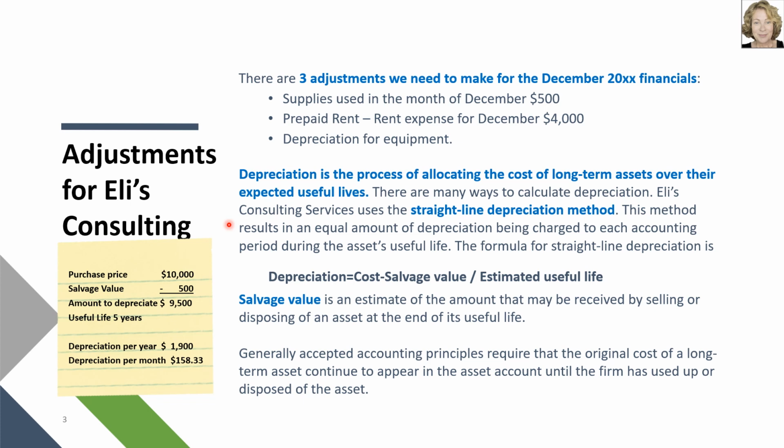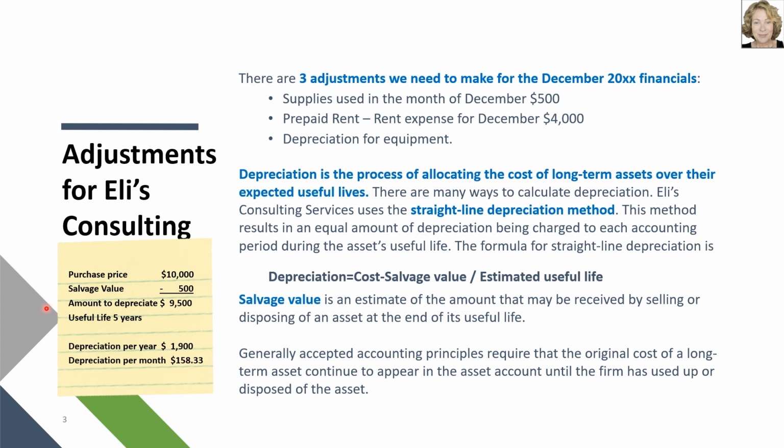Now let's talk about the estimated useful life. There are different ways of calculating the useful life, but there are also guidelines that are issued by the IRS. Now let's look at this example. We have a purchase price of $10,000 for, let's say, office equipment. We estimated that we still get $500 for it at the end of the equipment's life, which leaves us with an amount to depreciate of $9,500.